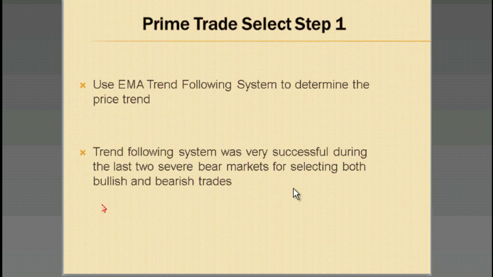Okay, so the first step is we want to determine the current price trend of the stock, and I use an exponential moving average system for that. And as I mentioned, this trend following system, the exponential moving average system, I've been using that for decades now, since the 1980s, and it's the main part of my system, and it's a simple trend following system. And I think for the average investor, that's probably one of the better ways to go, is just to have a simple trend system to help you enter and exit trades.